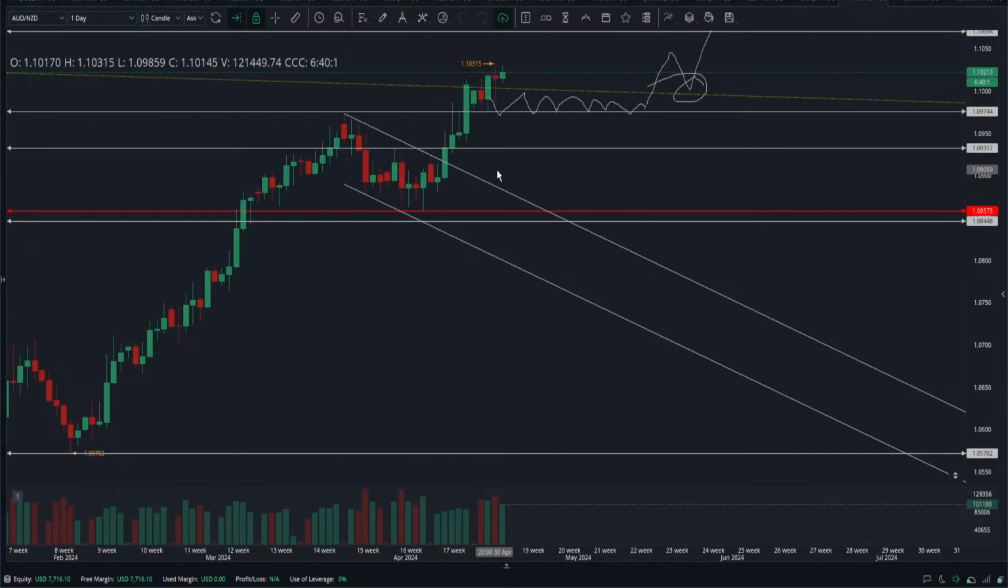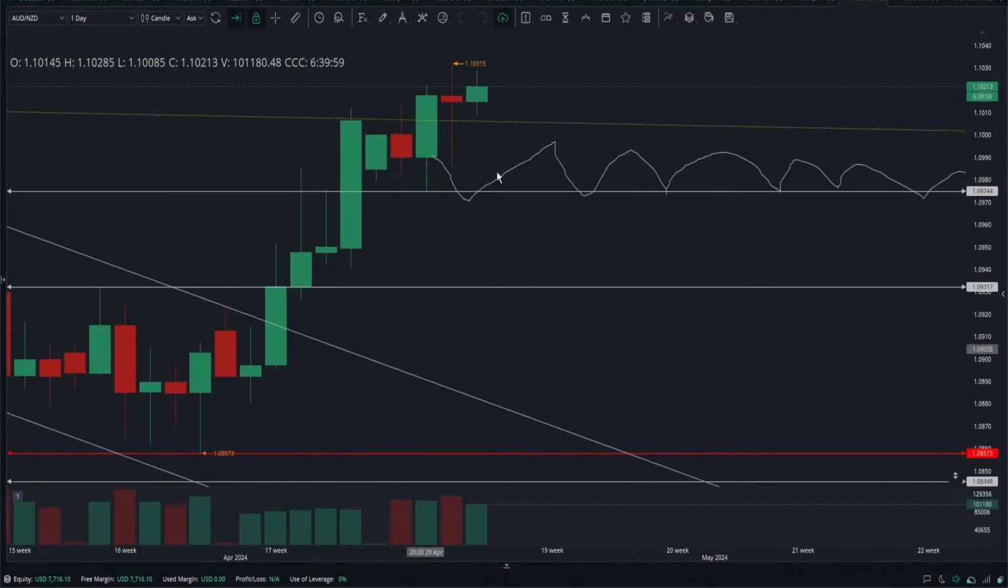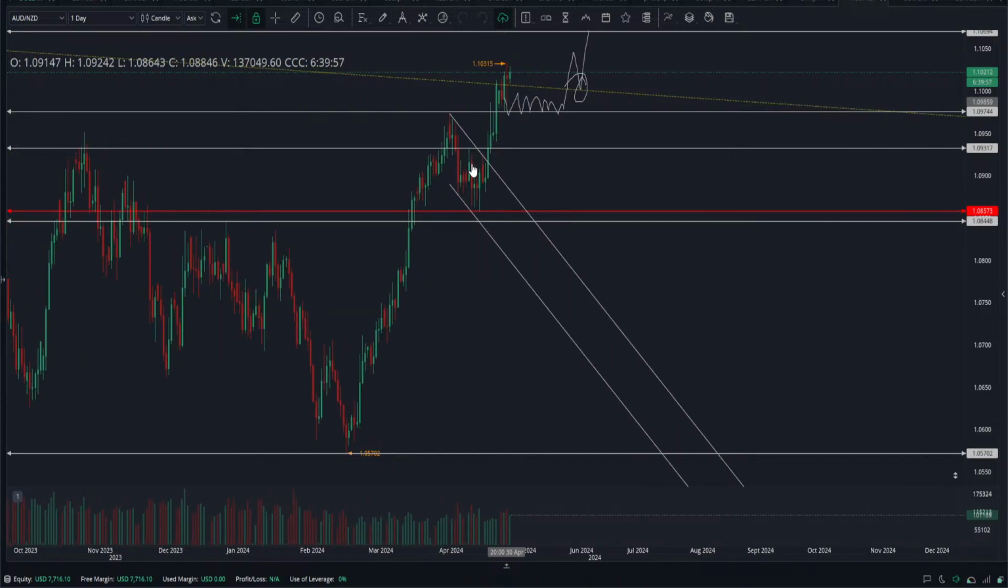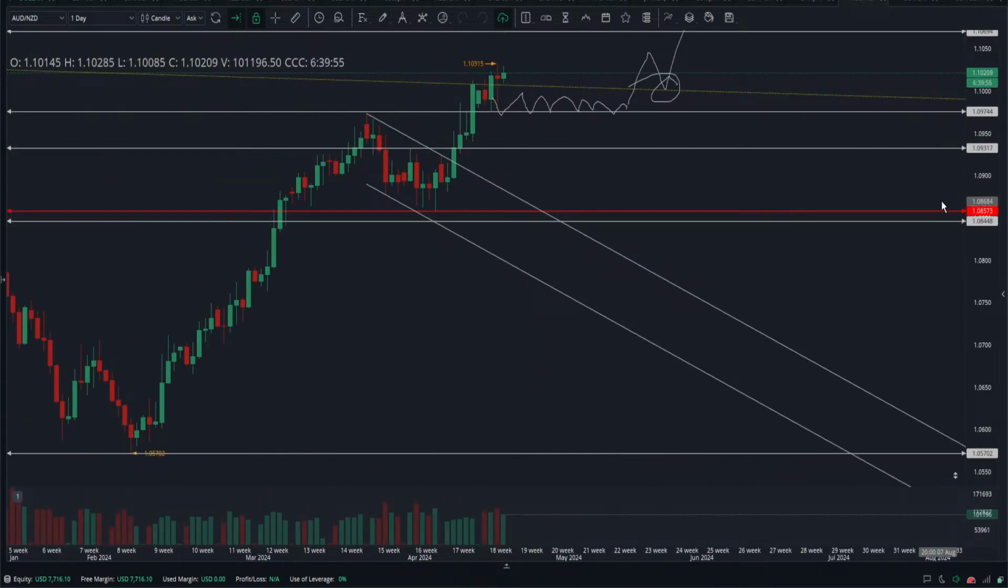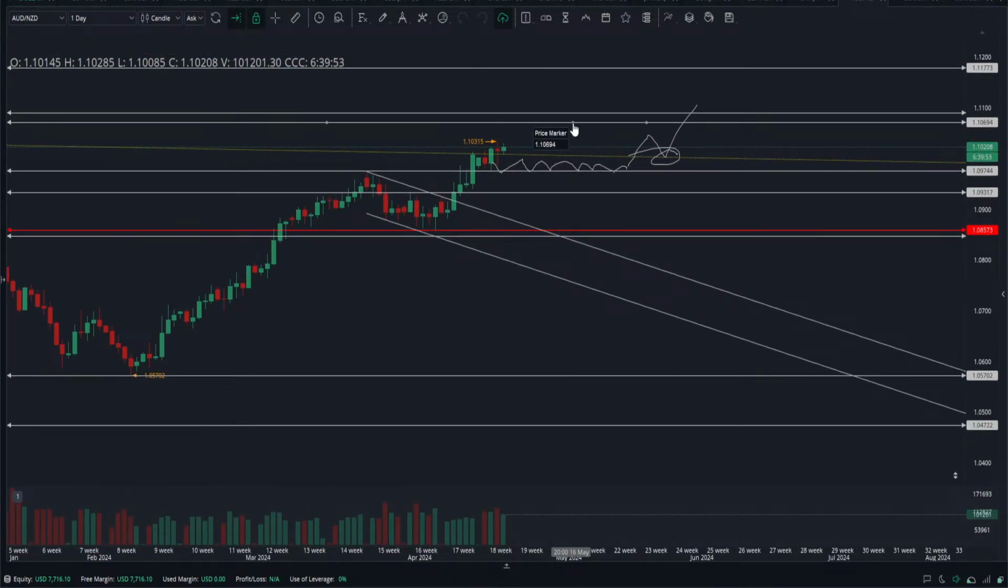Aussie New Zealand, a good trade. I think more uptrend or more gains are possible in the Australian dollar against the New Zealand, with the first target of 1.1069, second target of 1.1177 in this market.